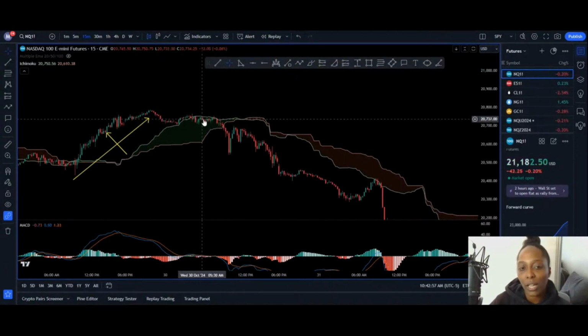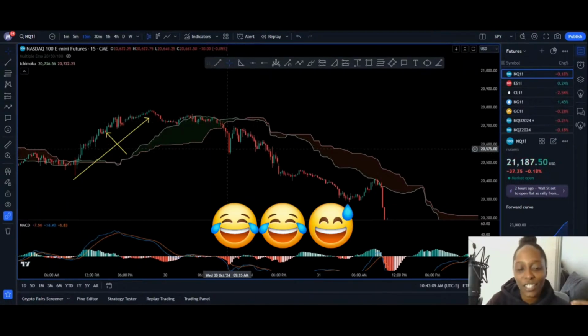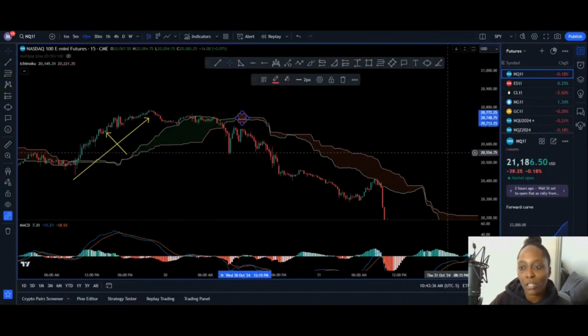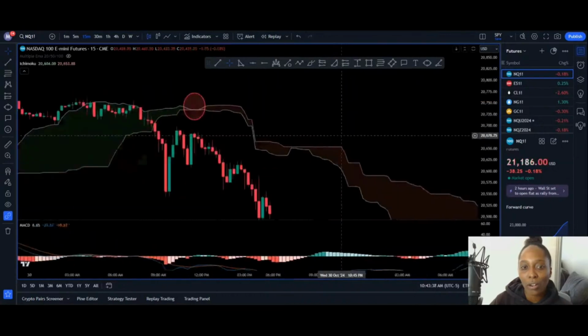We come into the cloud, as shown here, where the cloud gets narrow, where the leading span A and leading span B are both starting to touch each other. At the same time that happens, we get a breakthrough of the cloud. Now, a breakthrough of price through the cloud, whether it be to the downside or to the upside, is a confirmed trend reversal. And what happens is, if you've seen my previous videos, what we know as a cross.